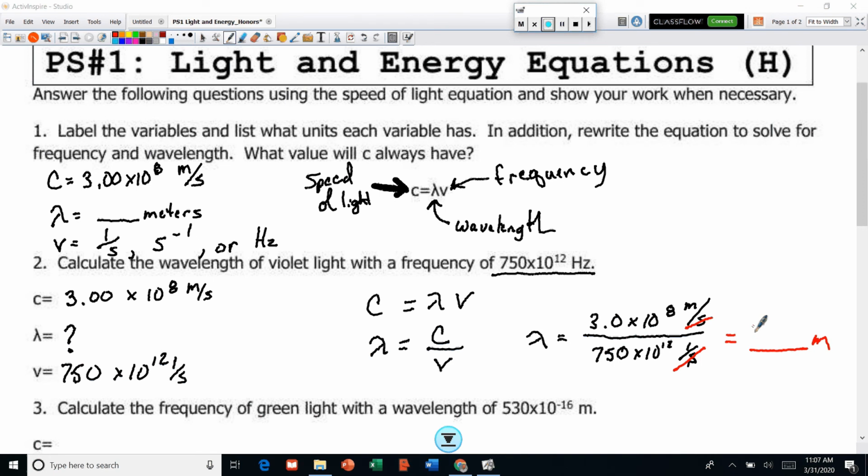The answer would be 4.0 times 10 to the negative 7.